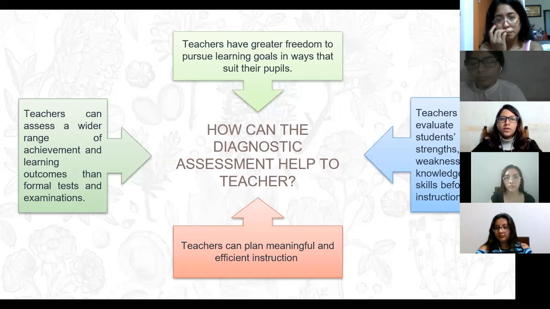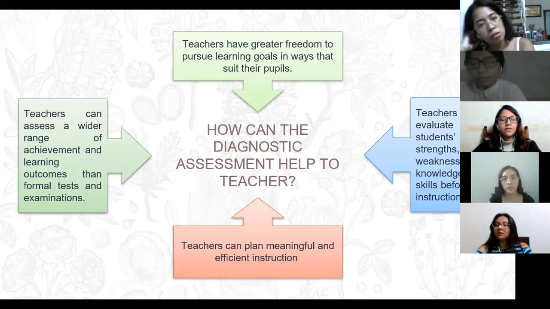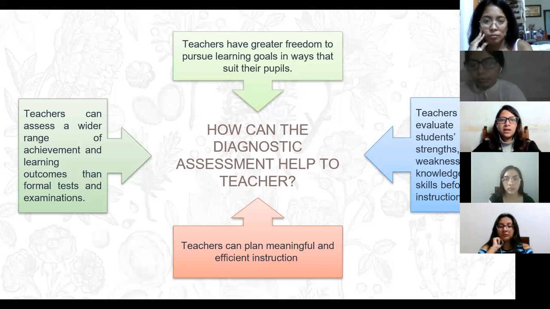So now, how can the diagnostic assessment help the teacher? First, the role of the teacher in the assessment is that teachers can assess a wider range of achievement and learning outcomes than the formal tests and examinations. Also, teachers can provide information about the learning process as well as outcomes. Test taking aside, the assessment by teachers gives a more valid indication of the pupil's achievement.